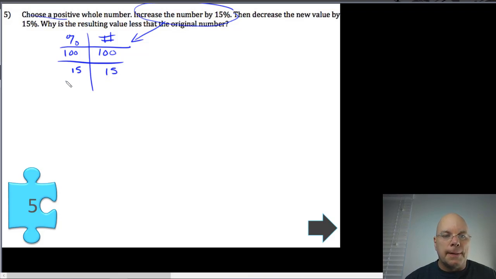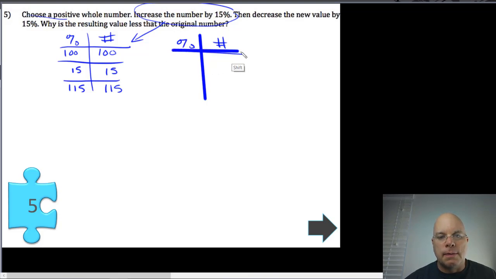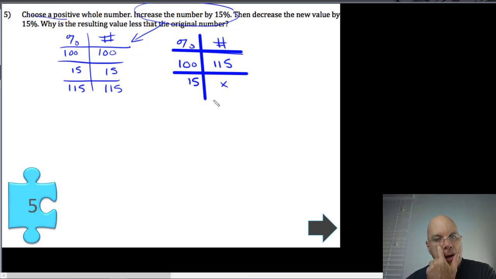And so when I increase it to 115%, I get 115 for my new number. Then decrease the new value, so we need another table, percent and number. The number now is 115, that's our starting value for this new question. So that's 100%, and decrease it by 15%. So I want to know what 15% of 115 is.